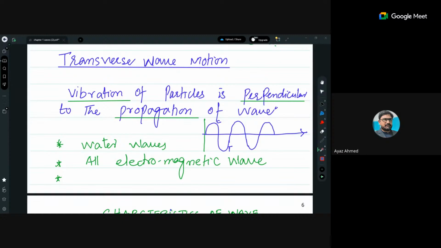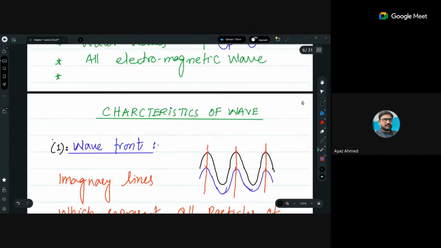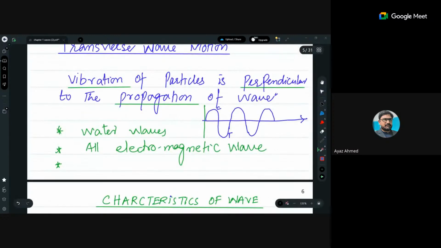Okay. So transverse wave motion means the vibration of particles is perpendicular to the propagation of the wave. It is very interesting that waves traveling in a string, in a rope, in a spring when it is moved up and down, waves traveling in water, and S waves in seismic or earthquake waves, they all are actually transverse wave motion. So we can represent them in the form of crests and troughs. Is this clear to all?